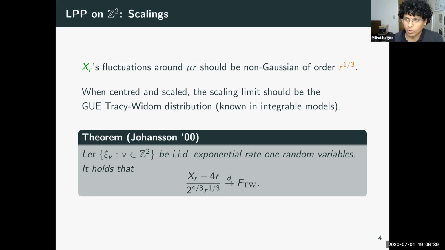So this is not known for most vertex weights. This is really known only for exponential weights and geometric weights in the planar case or in the lattice case. But this is expected to be true in greater generality, of course. So when you center X_R by this leading order term, and then scale it by the fluctuation order, up to a constant, you should be getting the GUE Tracy-Widom distribution. And this is known in the integrable case, when you have exponential random weights. This was proved by Johansson in 2000.